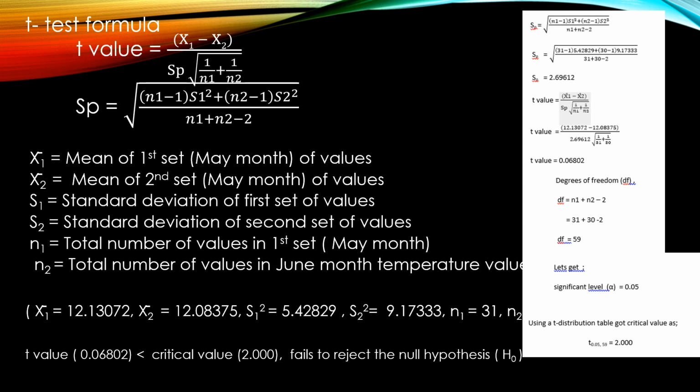So first of all, we try to verify this t-value through the formula as well. So we have calculated this t-value through this same formula, and we got the t-value of 0.068, which is lower than the critical value of 2. It means this fails to reject the null hypothesis.